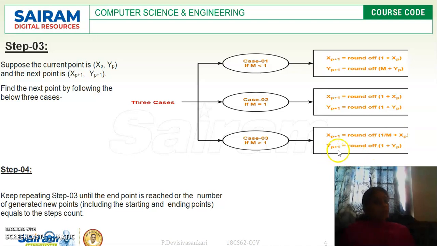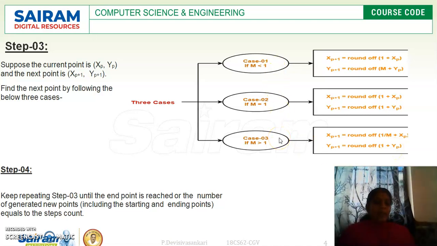And the yp plus 1 value is the round off of 1 plus the yp value. Okay, so these are the three different cases according to the m value. And the last step, step 4, is we have to repeat step 3 until we get the final point or the number of steps.